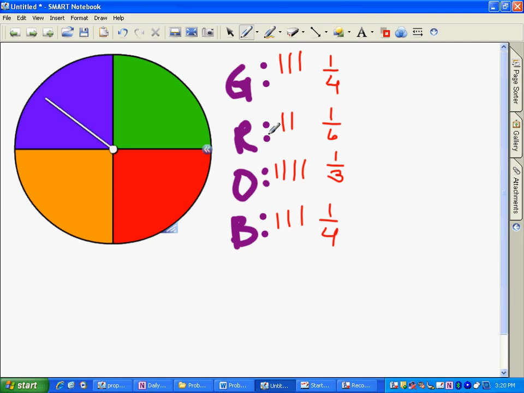So the green, it hasn't landed on the green as much. But if I keep spinning it, it's going to get closer. The green and the blue will probably stay about the same, but it's going to land on red more, and it's going to land on orange just a little bit less to where it evens out. So let's see if we do this. I said that, and then watch what happened. It landed on an orange.